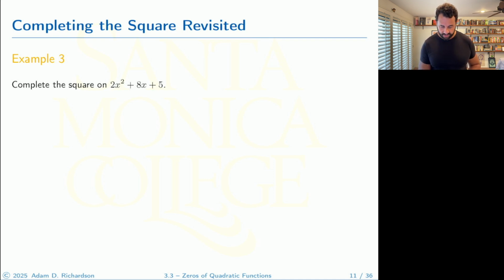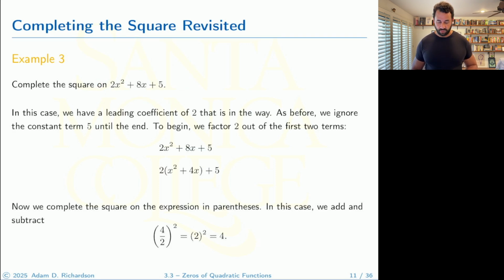So we're going to complete the square on this expression here, and let me explain how to do it. In this case, we've got a leading coefficient of 2, and that leading coefficient is kind of in the way. If it weren't there, then we would know how to complete the square on what remains, right? So what we're going to do is deal with that 2. We're going to ignore the plus 5 all the way until the end. This guy is always just hanging outside the entire time.